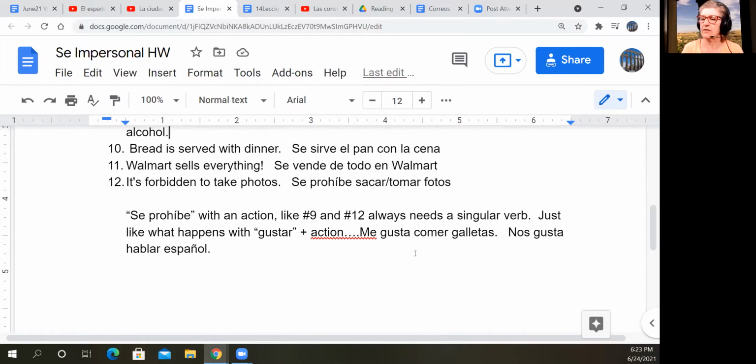And down at the bottom here, we had some easy ones with se sirve, you know, this is served, se vende. Y se vende de todo, that de todo is just kind of what they say quite often when they mean everything. It's like saying a little bit of this and a little bit of that is de todo. Y se prohíbe sacar fotos, se prohíbe tomar fotos, son equivalentes. Bien. The thing to remember with se prohíbe is that it stays singular if you're doing an activity. Because when we pair it up with doing something in infinitive, se prohíbe is going to stay singular. Okay? Vale?